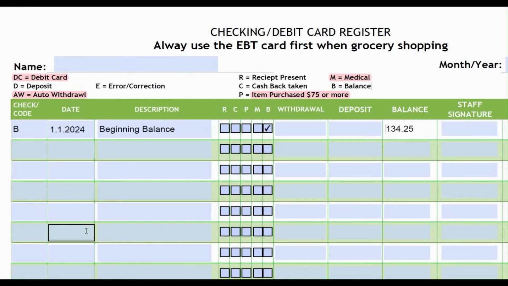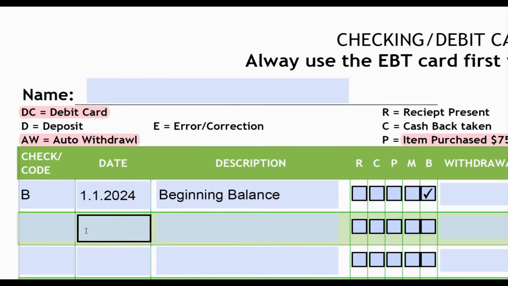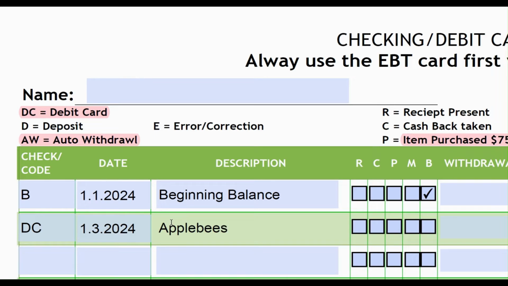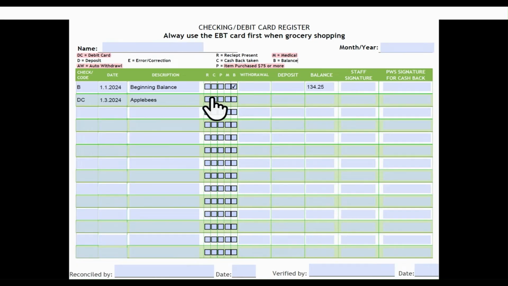Let's do a couple of examples. The person went out to dinner at Applebee's, and so the debit card was used to pay. The date goes here. Let's say they went out on the 3rd. Applebee's. And then we want to make sure the receipt is kept present. Check off for me.